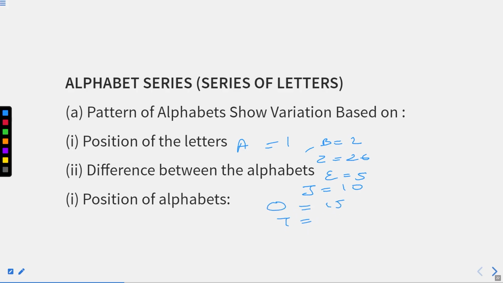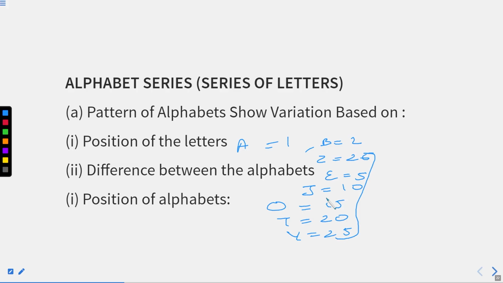Then we have T, which comes out to be 20. Then the last number is Y, which comes out to be 25. So these are some examples which tell us the position of a particular alphabet in the numerical order. This will definitely help you in solving the questions that we are going to discuss shortly.